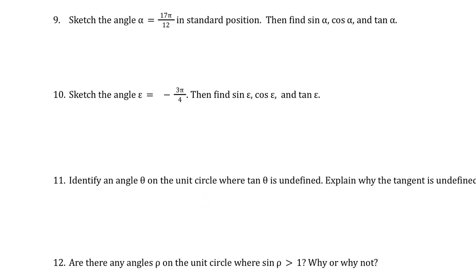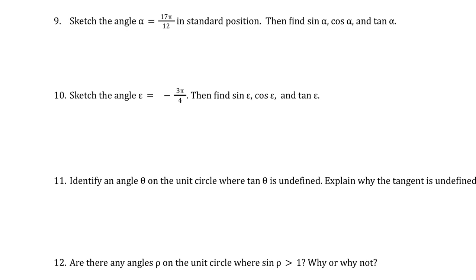Okay, the next problem is a little tricky because it's 17 pi over 12. It's not one of the ones that we are going to recognize as an angle on the unit circle, but what I do know is that this is between some of the unit circle angles. And actually, if we think about it, isn't this alpha between 18 pi over 12 and 16 pi over 12? And couldn't I reduce those?